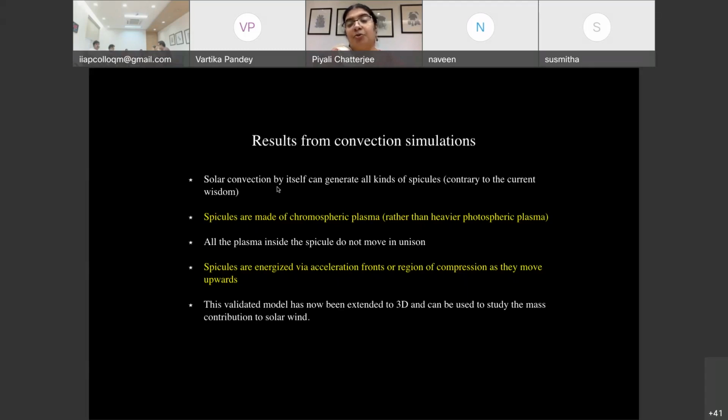And spicules are made up of chromospheric plasma. So the plasma from the photosphere does not seem to become a spicule. Because the chromospheric plasma is lighter, it can be accelerated faster, or it could have larger acceleration with the same forcing. Now, all of the plasma inside the spicule is not moving together. So there is a microstructure. And these spicules are then energized by what we call acceleration fronts, which are again forming because of nonlinear wave steepening. So these P modes, leaking P modes from the solar convection, become steeper and steeper because they're propagating in a region of strong stratification.